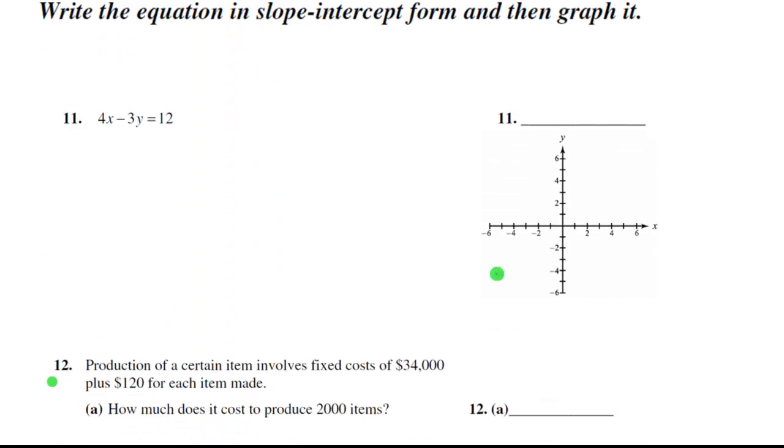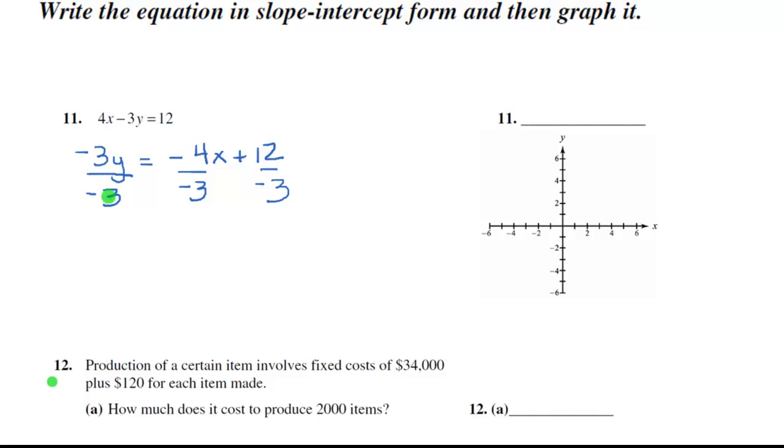Okay, now we're going to write the equation in slope-intercept form, and then we're going to graph it. So again, we're going to solve for y. So we need to move over the 4x, becomes a negative 4x. So negative 3y equals negative 4x plus 12. And we're going to have to divide by this negative 3 coefficient so that we can have just y. We have to do that to all the terms.